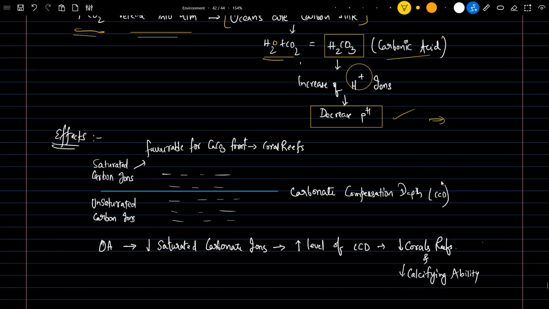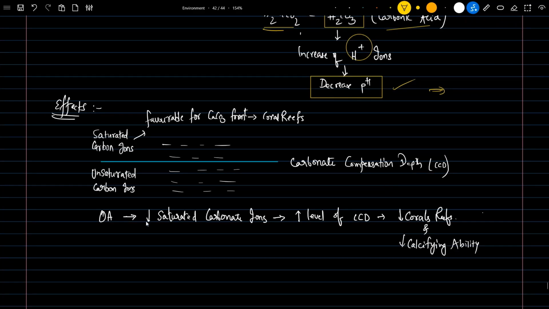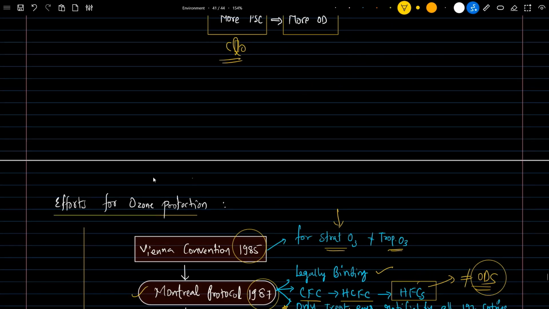So what are the effects of ocean acidification? Let's understand.